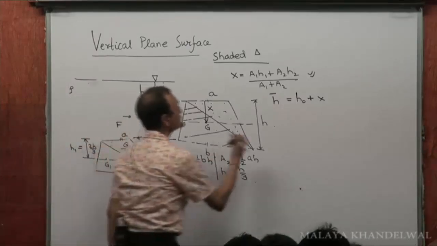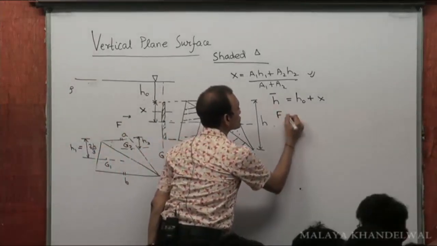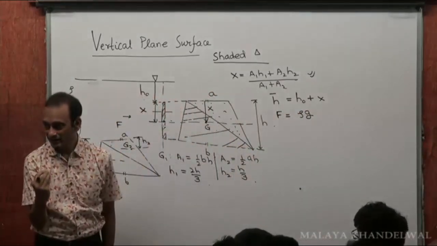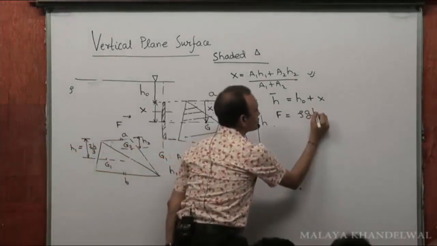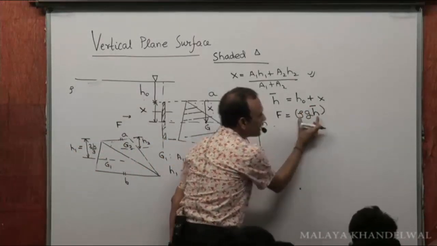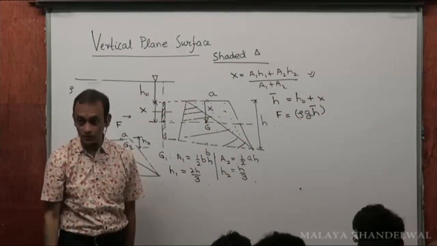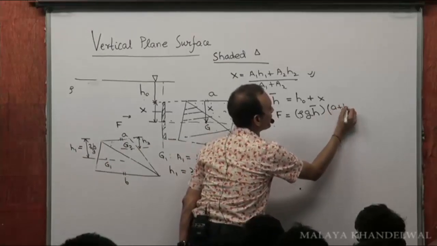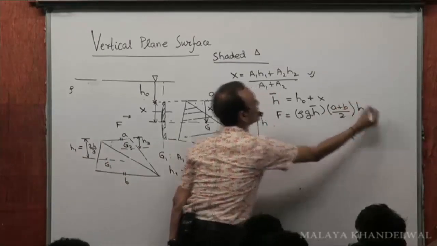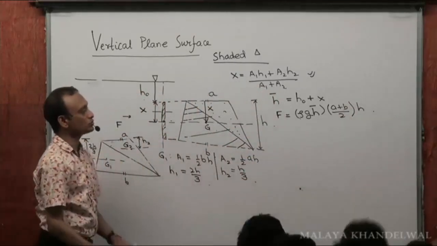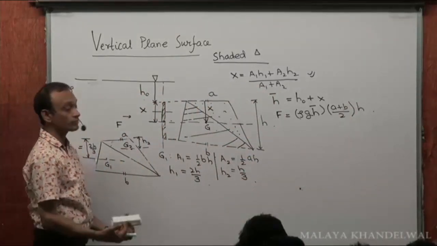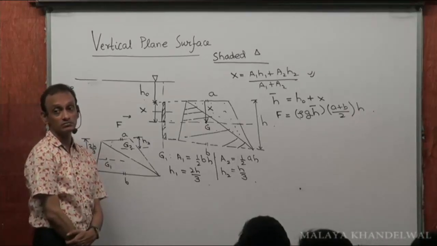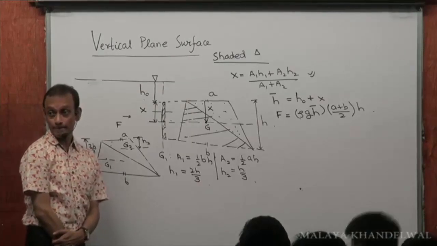Right now, the force acting on this is going to be rho g h bar. Rho g h bar is the pressure at the center of gravity, into the total area. Total area would be the average of the parallel sides into the distance between them, h. That's what you do for a trapezoidal lamina. Yes or no? Clear now?